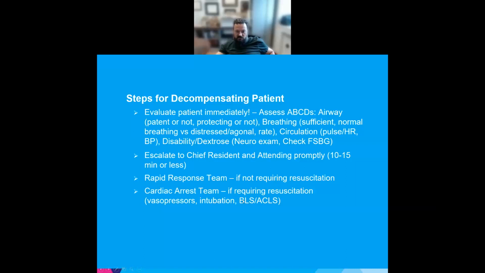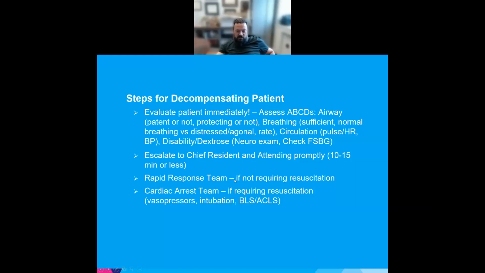So if you think that this patient needs any sort of basic life support, like you're having to bag the patient now with an ambu bag, or they're having an arrhythmia, or they're potentially going to require intubation or vasopressors, then just call a medical alert. It's just safer and quicker and easier.